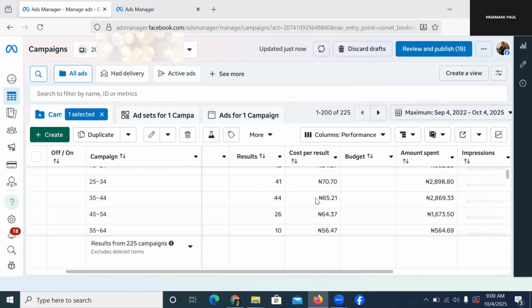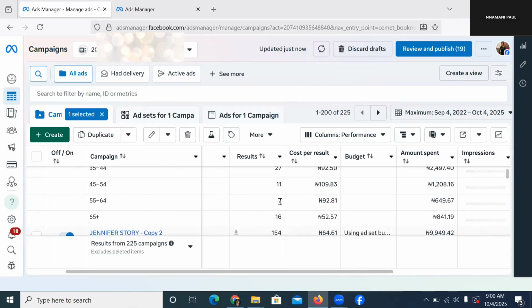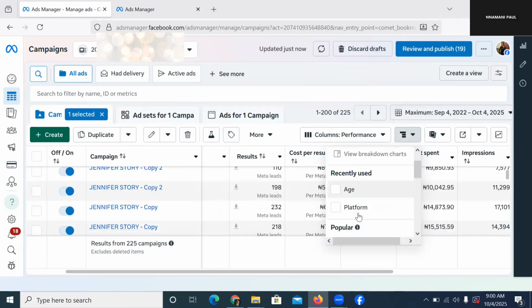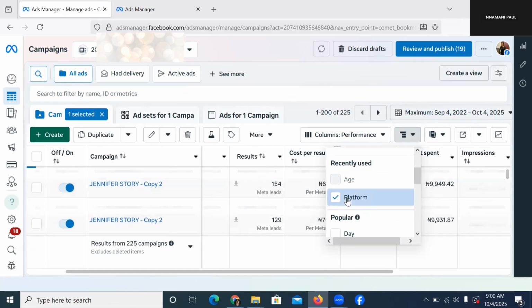Okay, so the first thing we just analyzed now is just age. Let's go back, remove age, and analyze something else. Okay, now let's analyze platform. This thing is actually very eye-opening. The first day I noticed this, I said, my God.